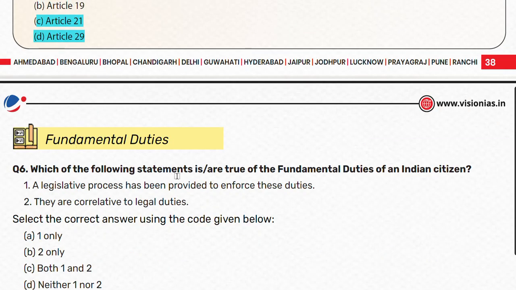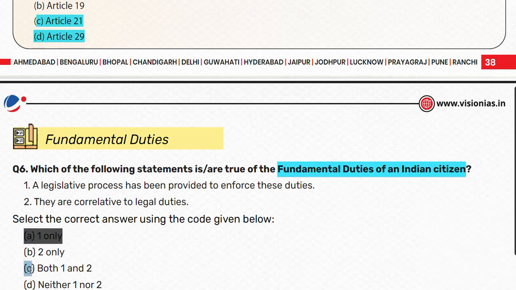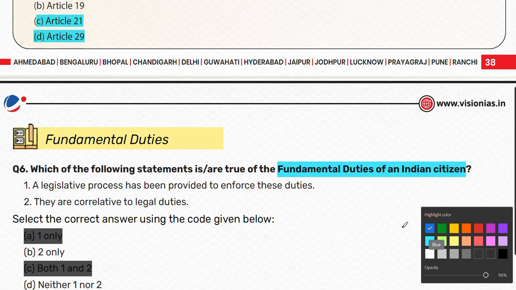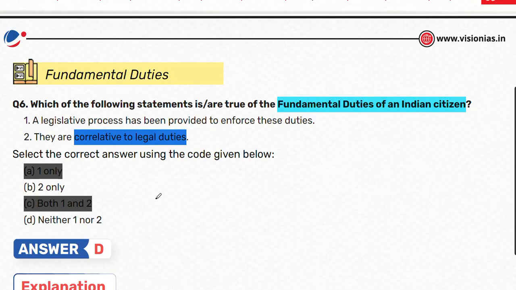Which of the following statements is are true of the fundamental duties of the Indian citizen? A legislative process has been provided to enforce these duties. No, fundamental duties are not enforceable in any court. So this statement is not correct. So we will eliminate these two. Now moving to the next. They are correlative to legal duties. Correlative to legal duties. I don't know about this. So D is the correct answer.